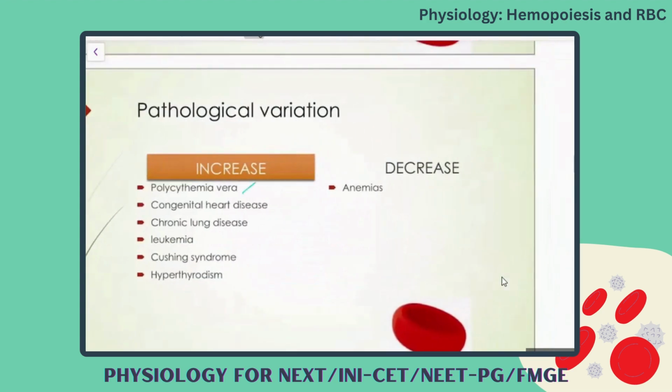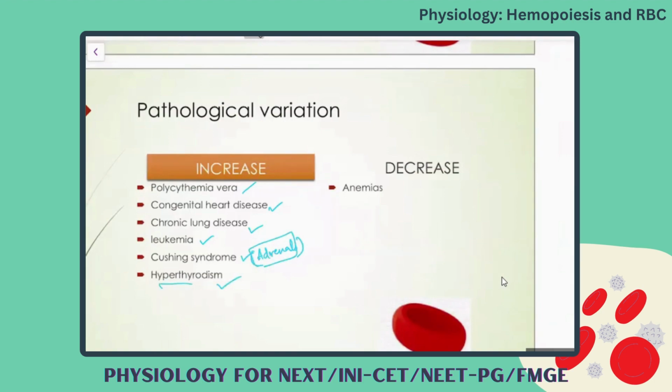Some pathological variations: the increase seen in polycythemia vera. In persons with congenital heart diseases and chronic lung diseases, there will be an increase of RBC count to compensate for the hypoxic condition. Also in leukemia and in Cushing syndrome, which deals with the adrenals, there is a negative feedback mechanism, because the adrenal hormones have a role in the maturation mechanism. And hyperthyroidism also has a major role.